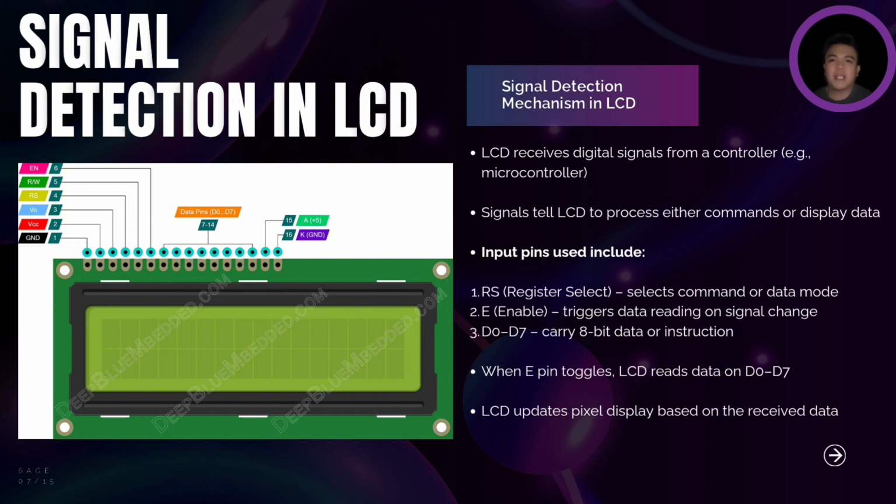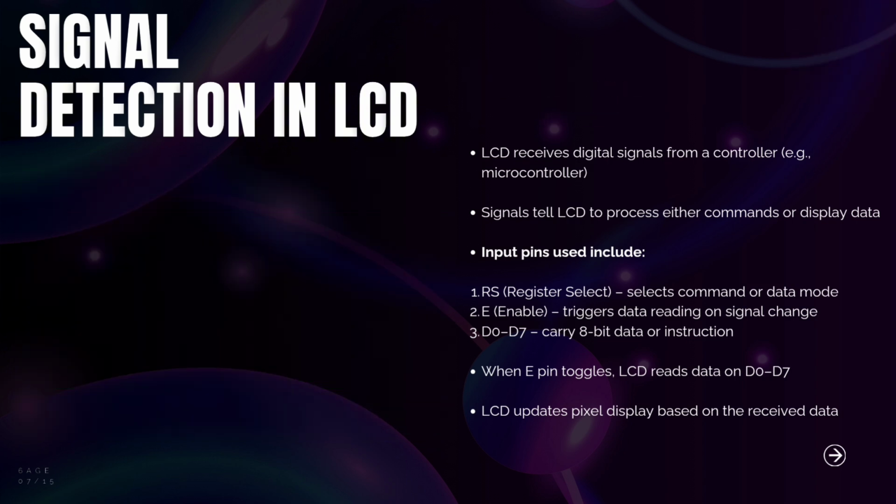The RS pin selects whether the input is command or data. The E pin, which stands for enable, activates the data reading process. When the signal changes from high to low, the LCD detects the data present on the D0 to D7 pins. Based on this data, the LCD updates the pixel display to show the desired content.